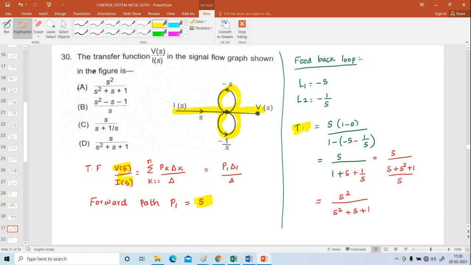How to find the transfer function? S into delta 1, which is 1 minus 0, divided by 1 minus of, sum of individual loops, minus S minus 1 by S. Now S divided by 1 plus S plus 1 by S. Take LCM here: S divided by (S plus S square plus 1) by S. S multiplied together, S square divided by S square plus 1. So option A is the correct answer.